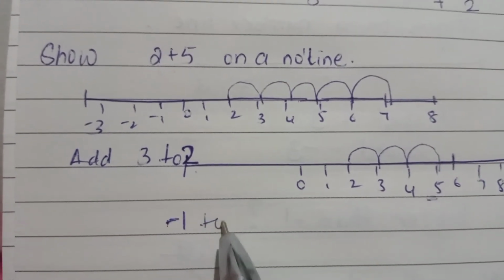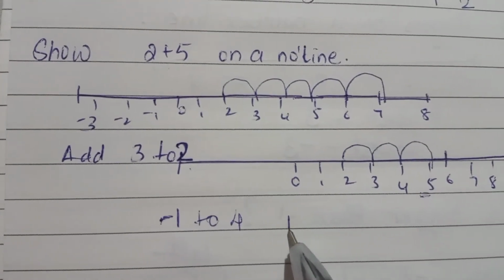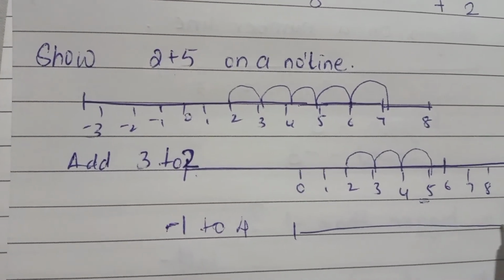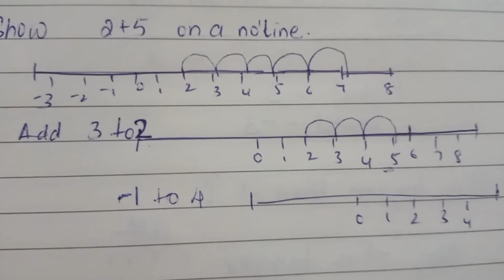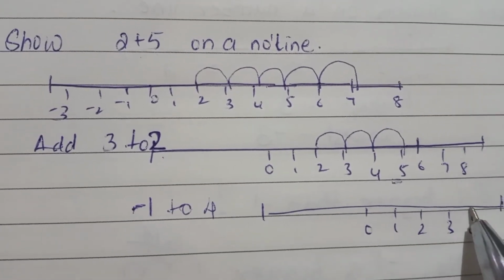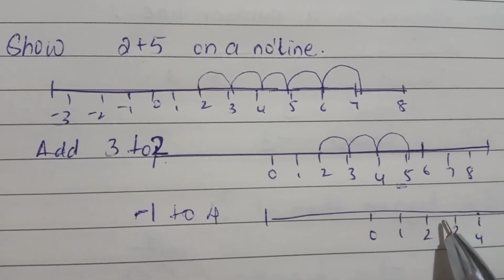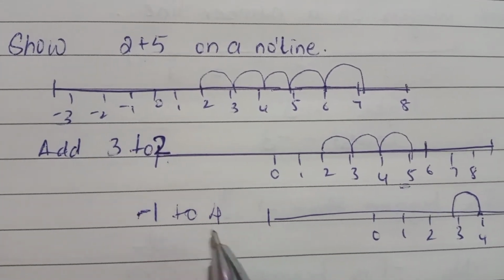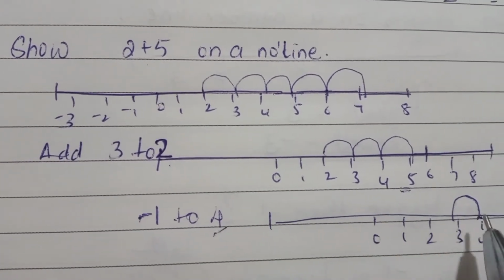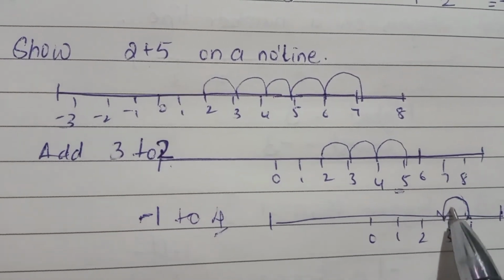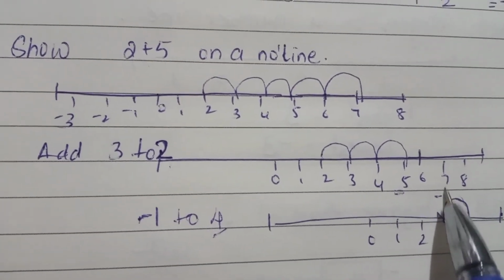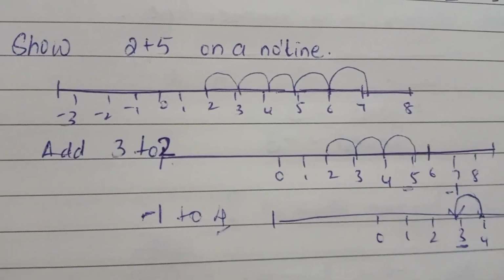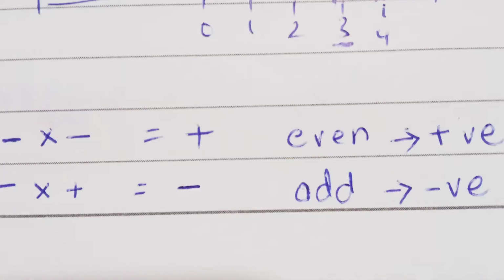Now likewise, minus 1 to 4. So when you draw on a number line, you draw the negative integers and positive integers. Now adding minus 1 to 4 means from 4 you will go to the left hand side, because minus 1 is a negative integer, you have to move to your left. So from 4 you're going to your left hand side. That means moving minus 1. That will be 3. Things to keep in mind: when you add two negative signs, the result will be positive, and when you add one negative and one positive, the result will always be negative.